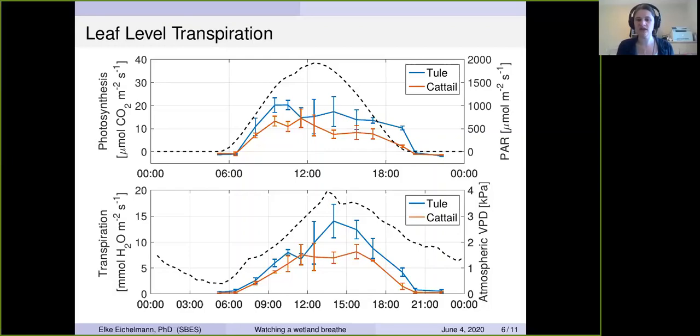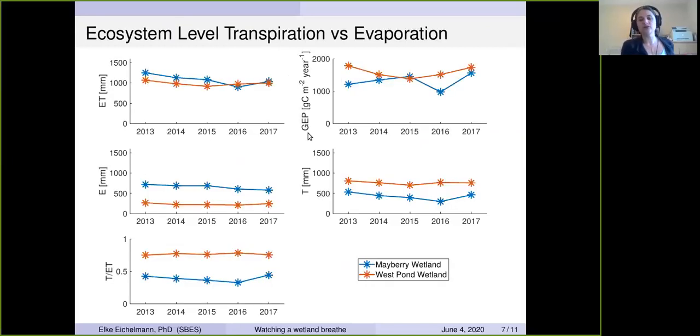And then looking at the ecosystem level, here I'm showing annual data across a number of years. If you focus on the top left panel first, that's the total water loss at the ecosystem scale for two of these wetlands. The blue is Mayberry, which is the one that had a lot of open water areas, and the red is West Pond, which was the very densely vegetated wetland. So these are the two extremes, basically. What we can see is that the annual water exchange across these years between those two wetlands isn't that different. In the first few years, Mayberry tends to have a little bit higher water exchange, but overall, on average, they're very similar.